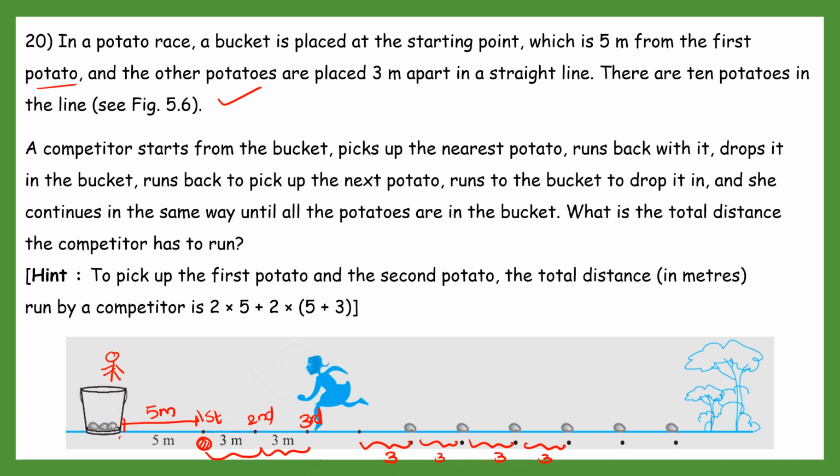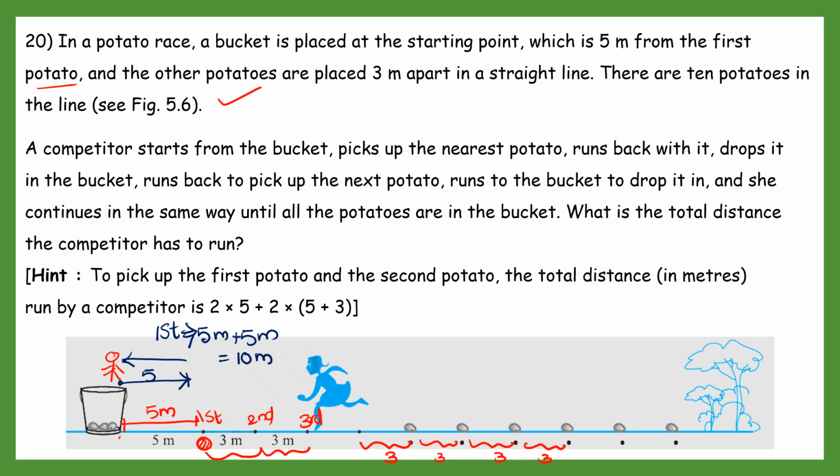Now if you observe, for the first potato, let's see how much distance the competitor travels. She will start from the bucket to the first potato. That means 5 meters she should run. Here it is a girl, so let's say she. First she will run 5 meters. After picking, she should go back again to the bucket and place it. So 5 meters again. So totally she should run 10 meters. First potato is placed in the bucket.